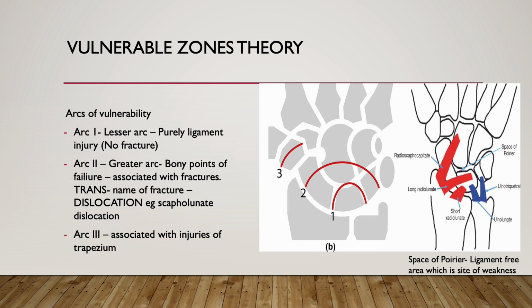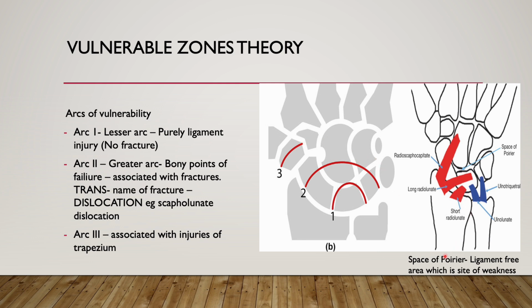Then we have something known as the vulnerable zones theory, the arcs of vulnerability. Number one, R1, is a purely ligamentous injury, as you can see here, right along the lunate. As you can see, there are ligaments here. Then R2 is a greater arc that involves the bones, as you can see. So there are bony points of failure associated with fractures, trans-fracture dislocation. For example, scapholunate dislocation occurs due to this. Then R3 is involving only the trapezium.